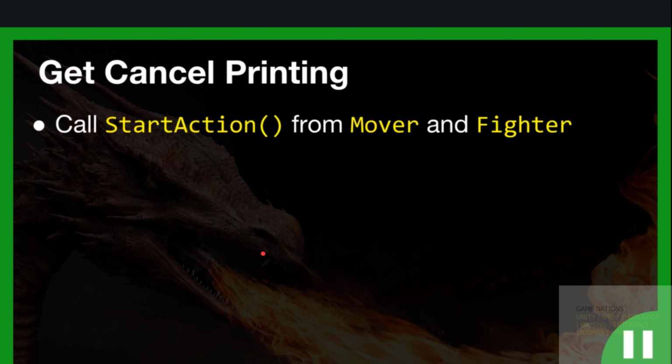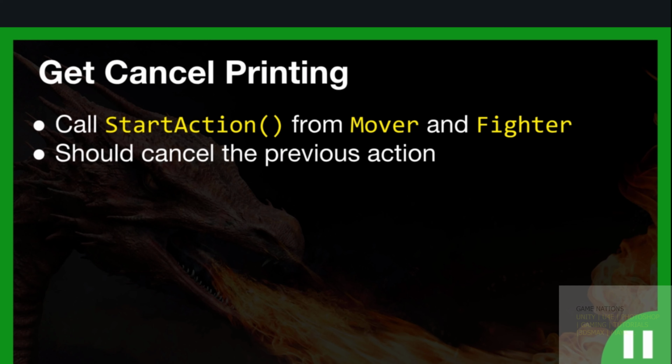So we should start off by calling start action from both the mover and the fighter in the appropriate places when you are starting the action. Then we should cancel the previous action, so I would expect to see a log message at this point. If you started moving after you'd just been fighting, I would expect to see that the mover has been cancelled. And then it shouldn't cancel itself. So if you start moving again when you've already started moving, it shouldn't print any cancellation. So pause the video and have a go at setting up this mono behavior. Remember, you need to add it to your player prefab as well.